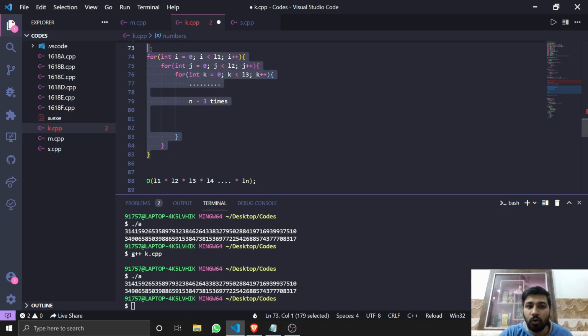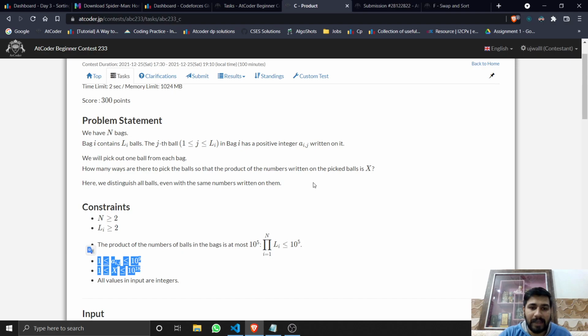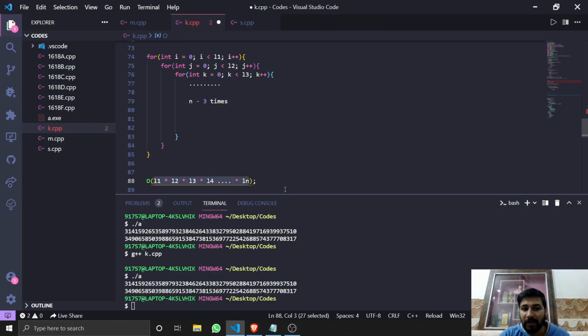Because there are n loops nested within one another, the time complexity is going to be this, right? Now it is given that this product is never greater than 10 raised to power 5. It is at max 10 raised to power 5, which means that even if we are able to solve our question in this time complexity, our answer will come. There will be no problem.